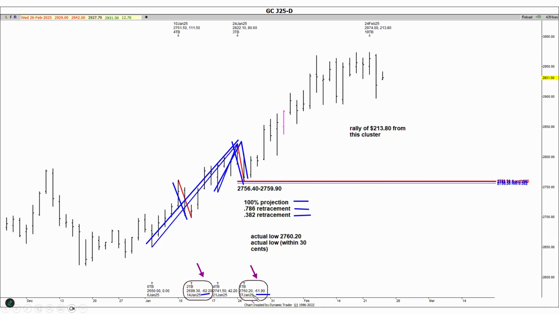The zone was 2756.40 to 2759.90, and the actual low was 2760. So that was within 30 cents of the price cluster. That is absolutely close enough.